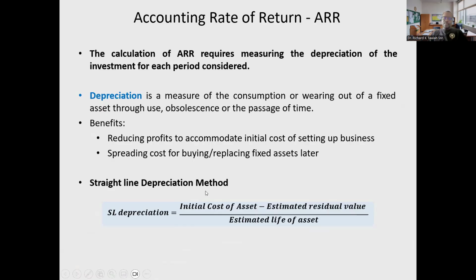Okay. We want to use the straight line method. So we've got the reducing balance method, we've got the sum of the years' digits, but the straight line method is where we take the initial cost of the asset minus any residual value or scrap value, divided by the estimated useful life of the asset.